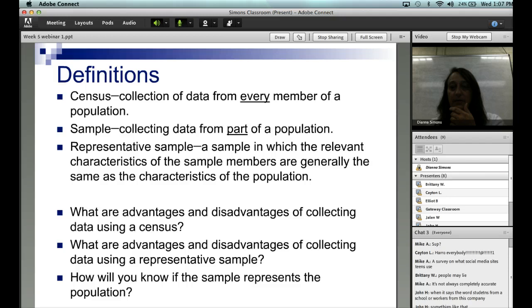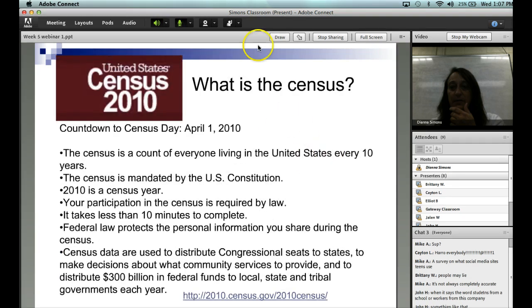So, let's think. If you have all males, and then from those males you pick individuals randomly, wouldn't that sort of represent that population? Yes. A lot better than if I said, okay, just you guys with blue eyes. Okay? Make sense?